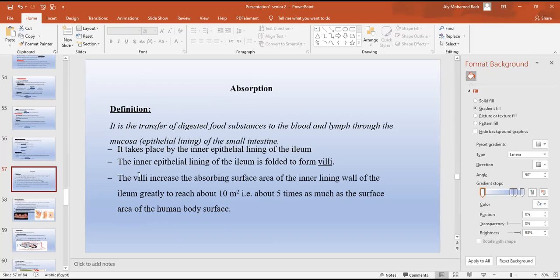It takes place by the inner epithelial lining of the ileum, where the inner epithelial lining of the ileum is folded to form villi. The villi increase the absorbing surface area of the inner lining wall of the ileum, reaching about 10 meters cubed. That's to say about 5 times as much as the surface area of the human body. Why this? For increasing the surface area to increase the absorption.